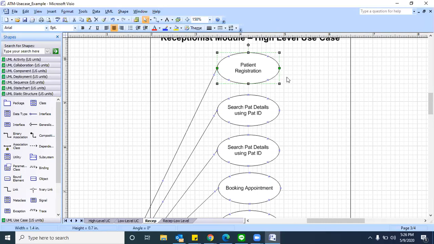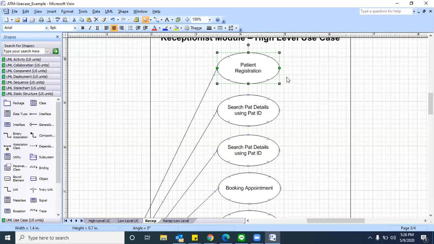Now we are talking about patient registration. Again, no conditions are possible here. Do remember, we can't depict conditions here using use case diagrams. It's only the positive flow. That's the reason we call the use case diagram a static diagram. Do you remember that? We discussed static and dynamic earlier.